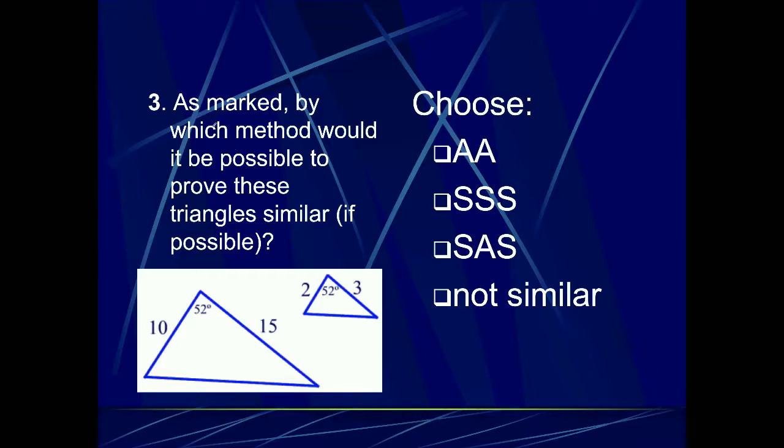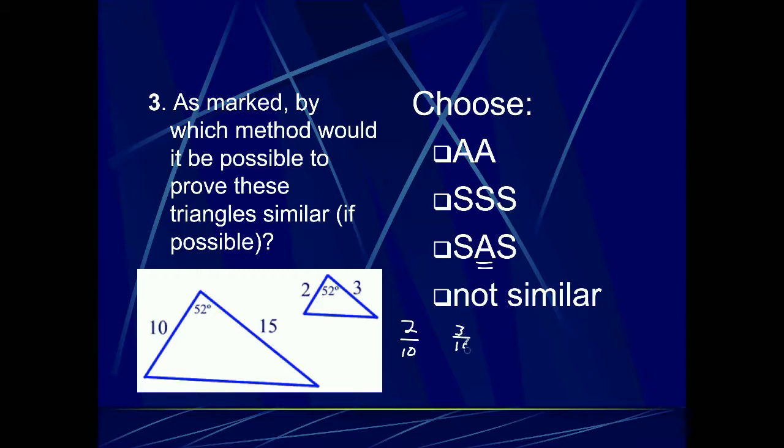And lastly, the same directions: as marked, by which method would it be possible to prove these triangles similar, if it is possible? And probably, if it's going to work, it's going to be side-angle-side because we are given two sides and an angle of each triangle. The 52 is congruent to the 52, so that fits the angle part, and that angle is between the two sides that are in question. And now out of those two sides, we're going to take the smaller, so 2, compared to the smaller one over here, 10. And then the larger compared to the larger.